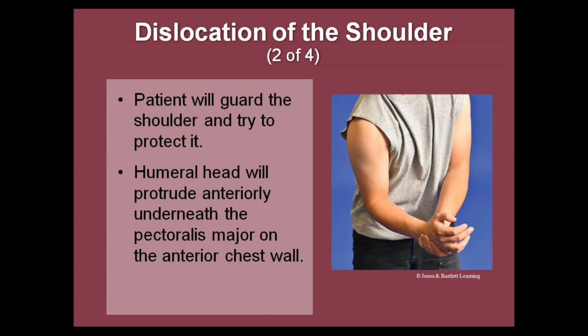The patient will be guarding, potentially holding their arm, basically splinting themselves with the other good arm, trying to protect it. The humeral head will protrude anteriorly underneath the pectoralis major and the anterior chest wall. Some patients may report numbness in the hand because of the compromise of the nerves as they go through that joint. With that dislocation, the bones may be pinching those nerves, or even compressing against some of the vessels that go through that joint.